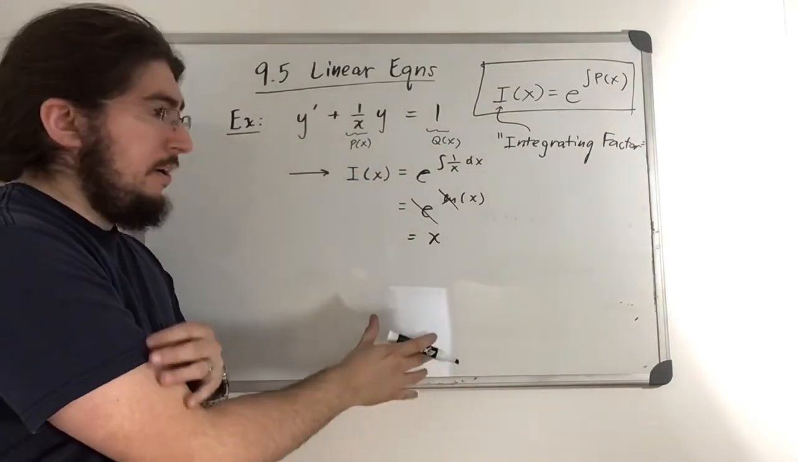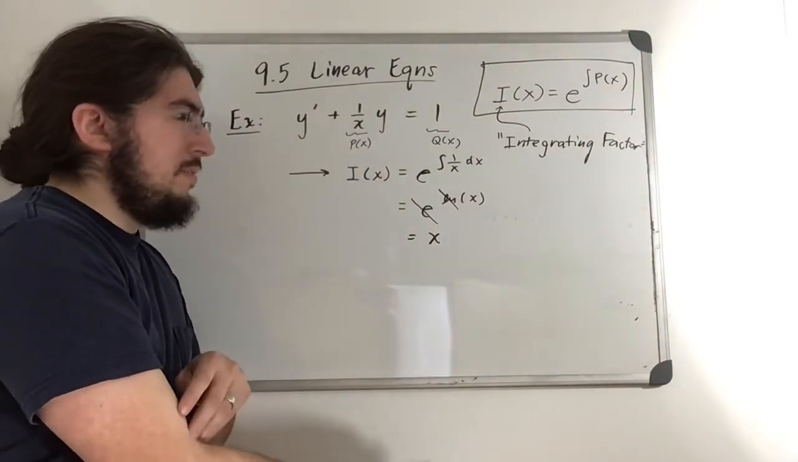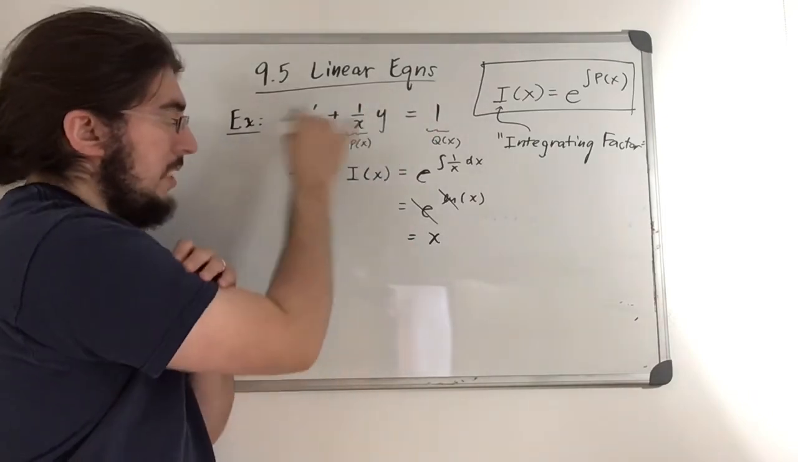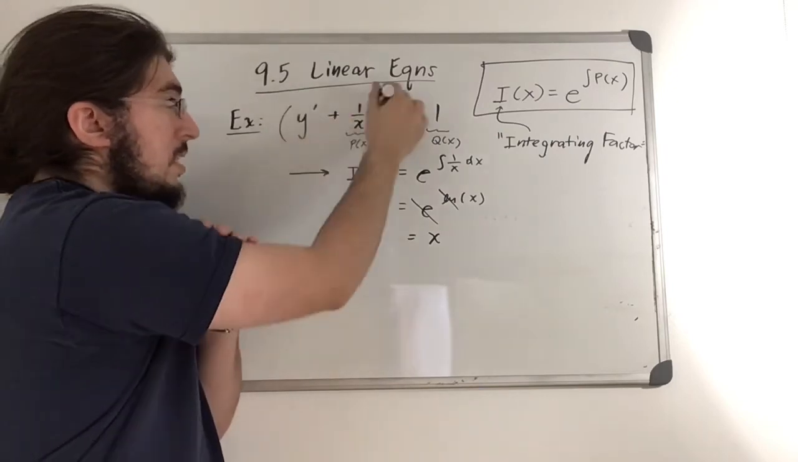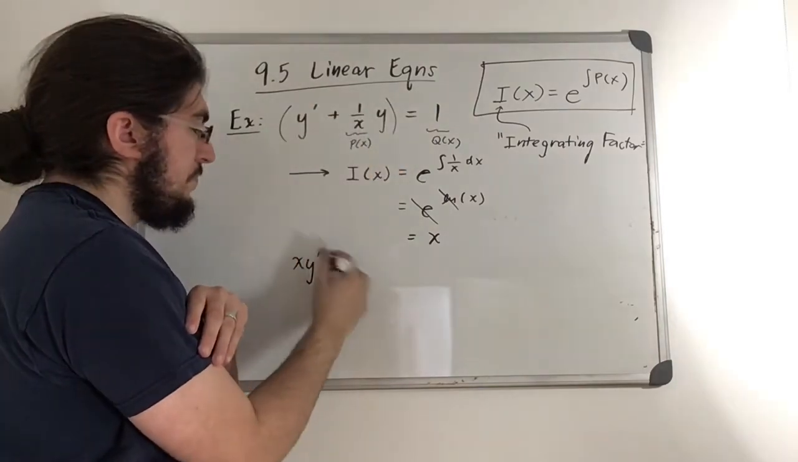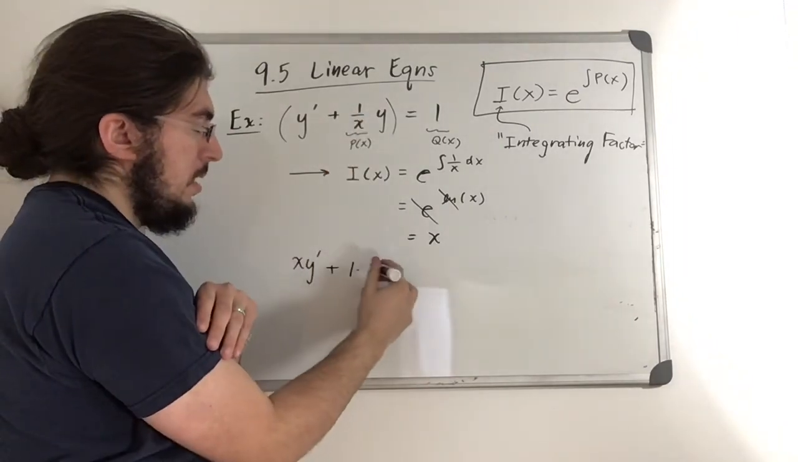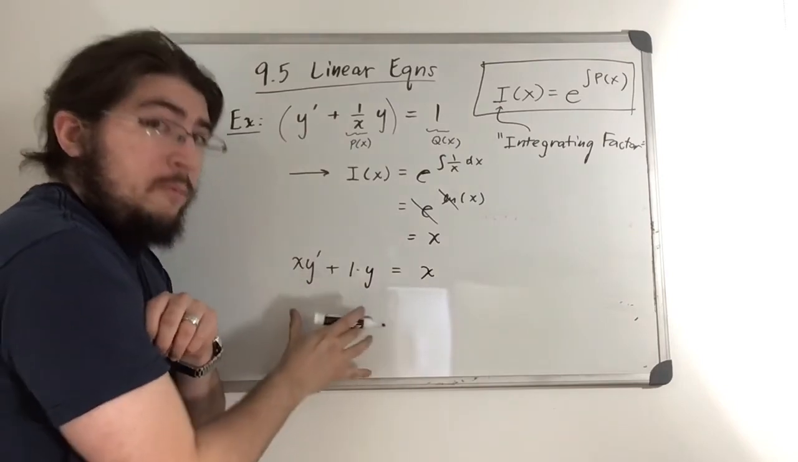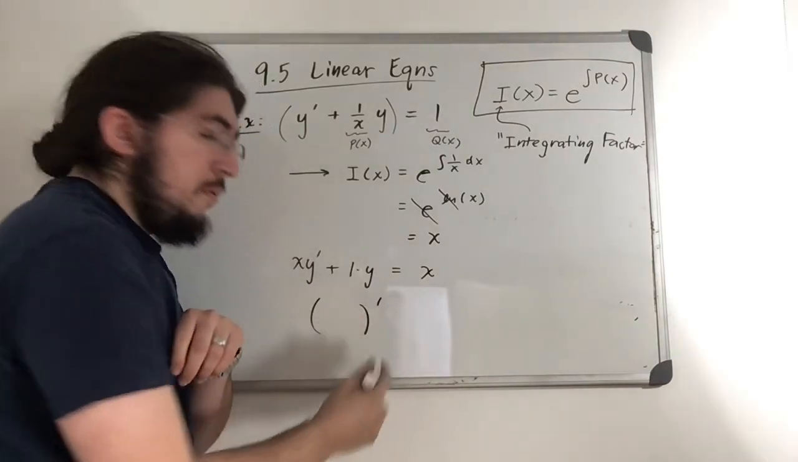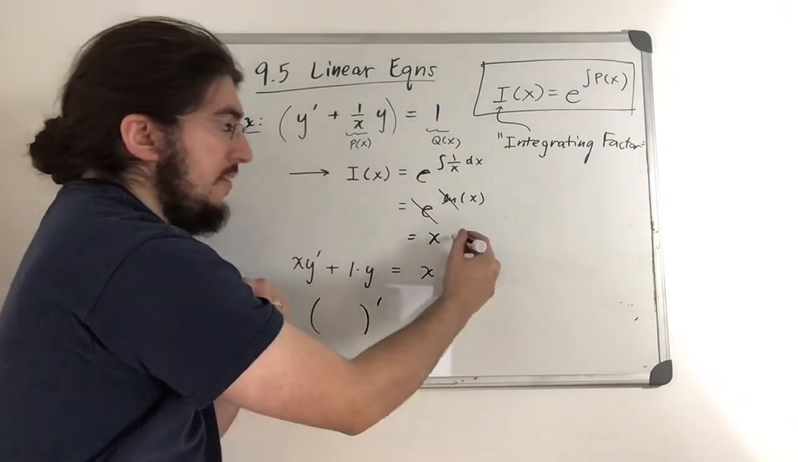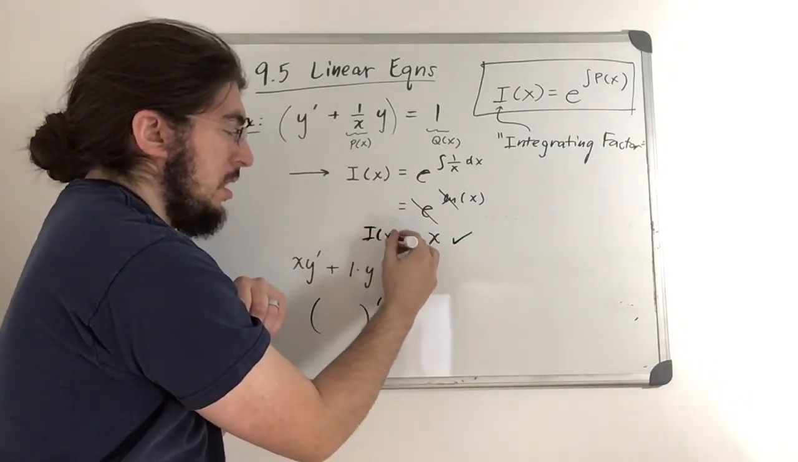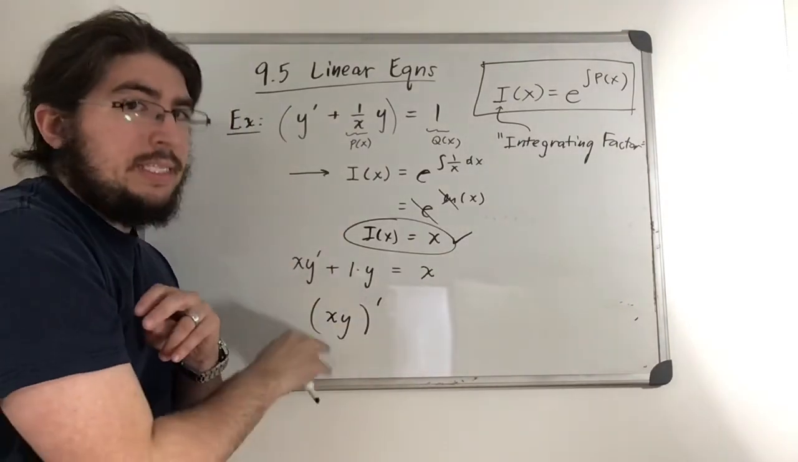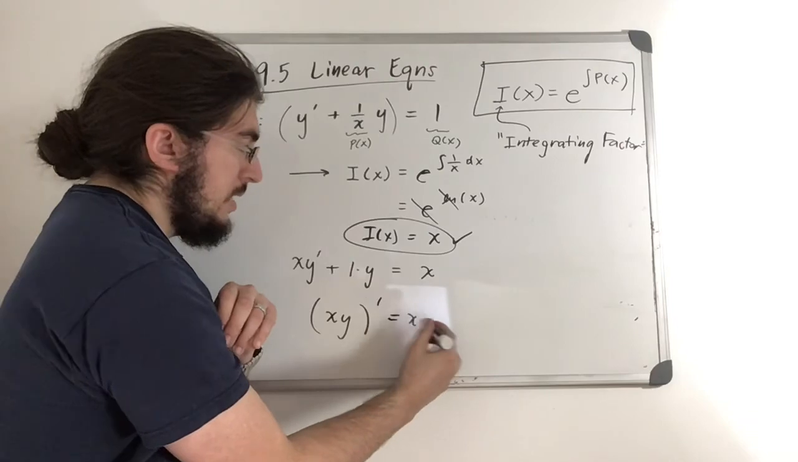So let's see that here. Well, we kind of already saw it, so I guess we don't really need it, but let's just see it again. Multiply x to all sides of the equation, both sides of the equation. So distributing it into the left, we get x y prime plus 1 times y is equal to x. This can always be written as what? It can always be written as I of x times y. I of x is x. So we can always write this as I of x times y all prime. In this case, it's x times y all prime equals x.